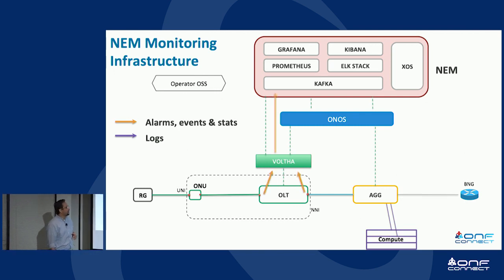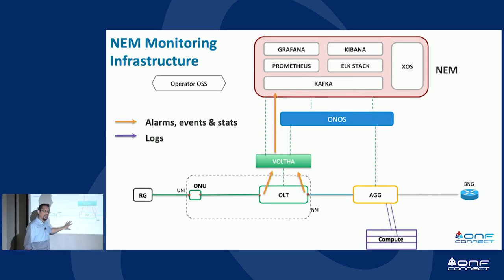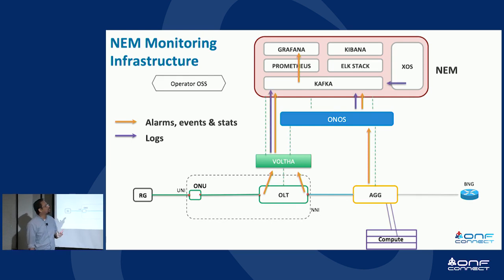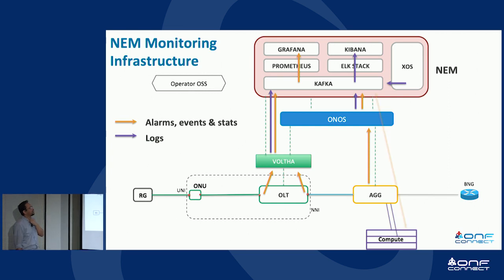And also there's a number of statistics that we can get from the hardware, whether it's PON level statistics or statistics from the fabric switch, the AG switch. All of that is fed either from VOLTHA or ONOS on the Kafka bus and then gets into Grafana. As I've said before, logs can go again from VOLTHA, from ONOS, from XOS through the ELK stack and be searched in Kibana.